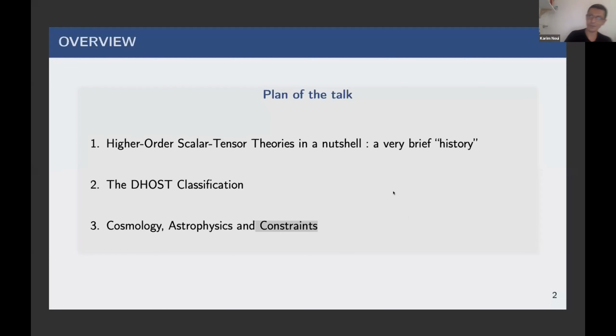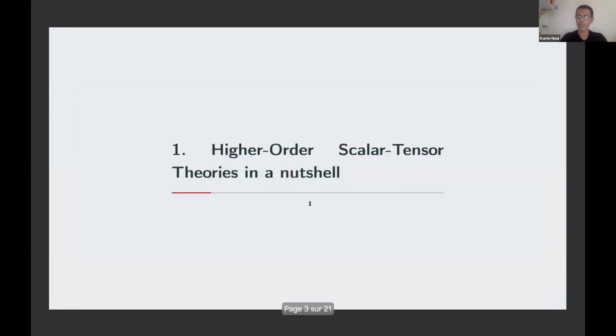Okay, and I will also comment briefly on the discussion in the literature concerning the measurement of the speed of gravitational waves and the constraints that these observations led to on scalar tensor theories. And then I will conclude. So let me start with the first part, higher order scalar tensor theories in a nutshell. A brief history of scalar tensor theories.